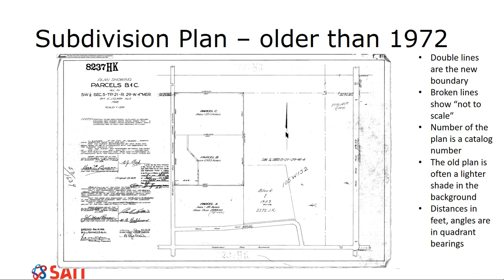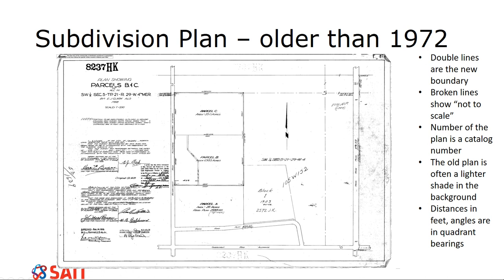So here, for example, is a subdivision plan older than 1972. This is the cataloging number, 8237HK. Those numbers are a cataloging system that they had in place at the time. We don't use it anymore, but you can identify it by looking at it. There are lots and lots of plans in the city that use it. Smaller towns use that too.